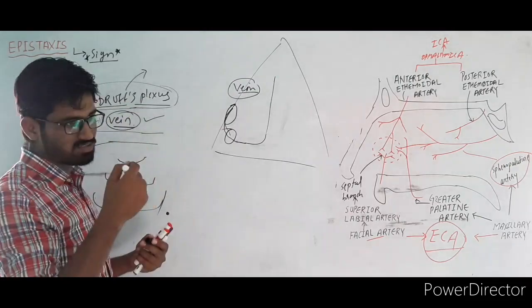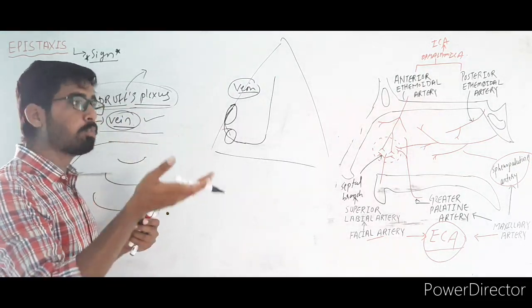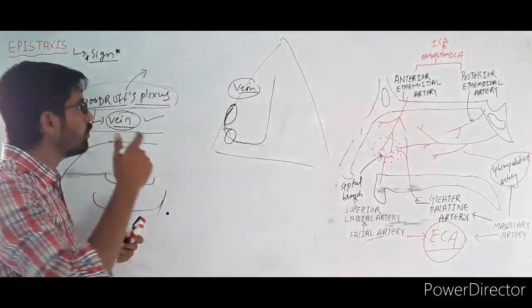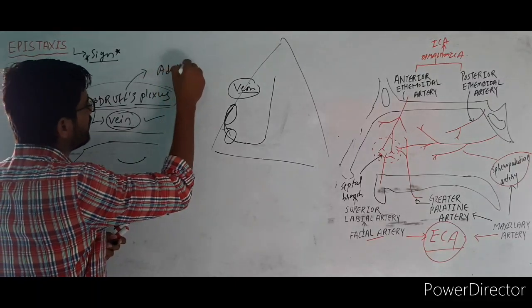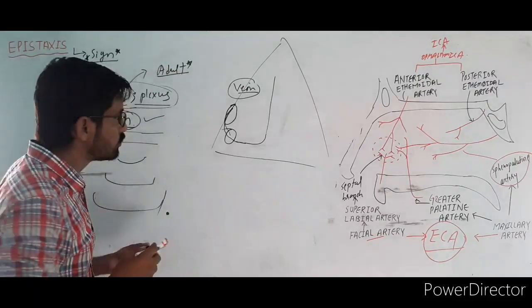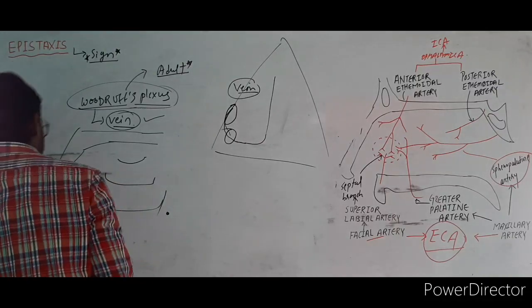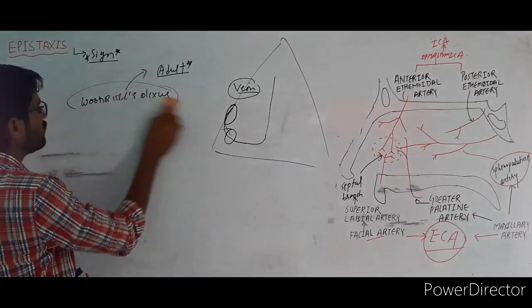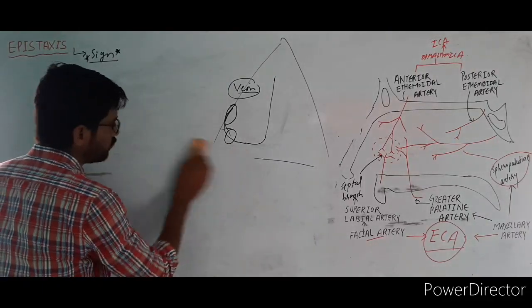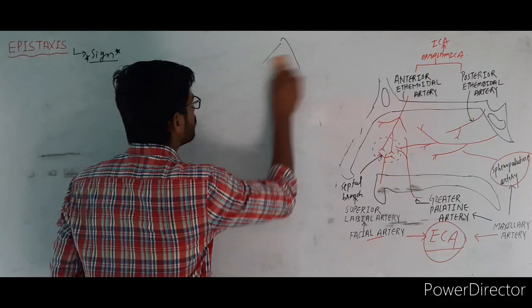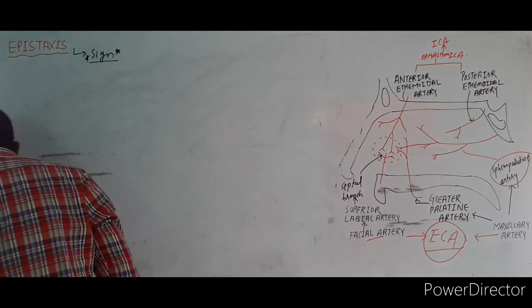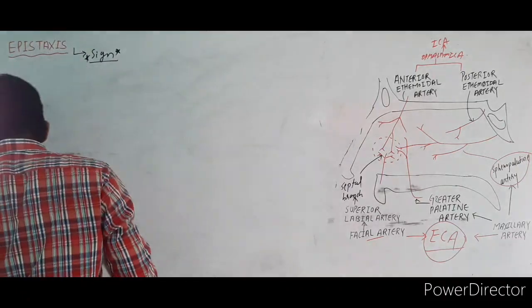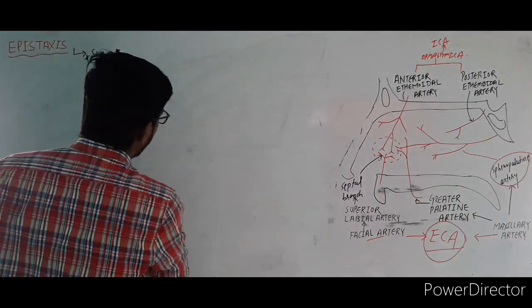If there is any bleeding here, it is posterior bleeding, and the blood will go to the throat. It is very common in adults. Now we have to discuss the causes of epistaxis. So far, epistaxis means bleeding from the nose; it is a sign, not a disease. We saw Little's area, the retrocolumellar vein and Woodruff's plexus.